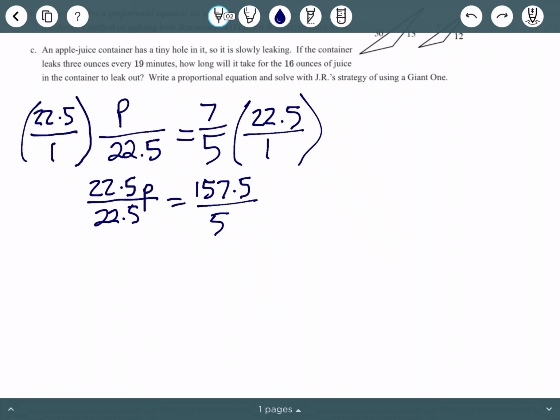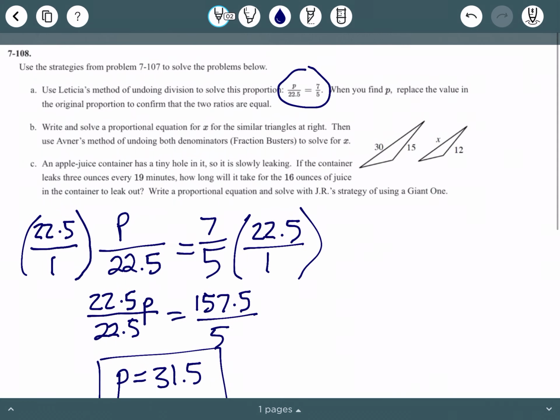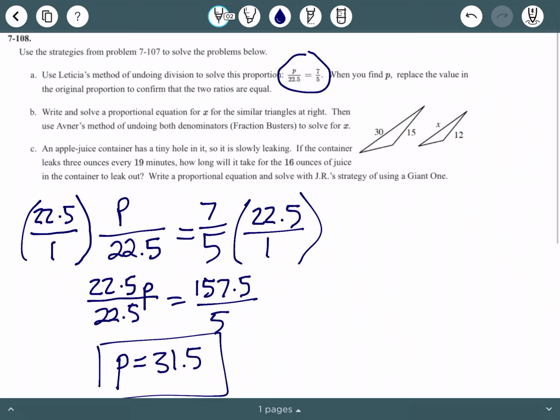Well, on the left you see I have 22.5 divided by 22.5, which leaves me with just 1P, or P, and then I have 157.5 and I need to divide by 5. When I do that, I get 31.5 for my P. Alright, so they told us to, once we find P, replace the value in the original proportion to confirm that the two ratios are equal.